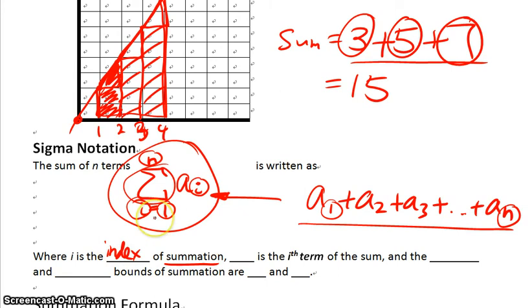I is called the index. And then a_i is the ith term of the sum, so every term looks like this. And the upper and lower bounds of the summation: the upper is n, and it goes all the way down to 1. Well, usually we go from 1 to n.